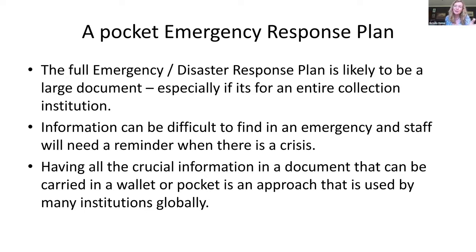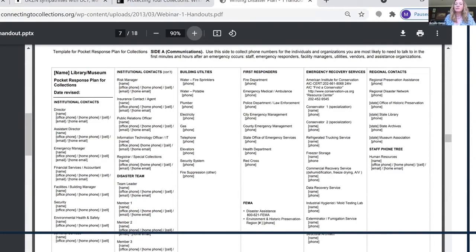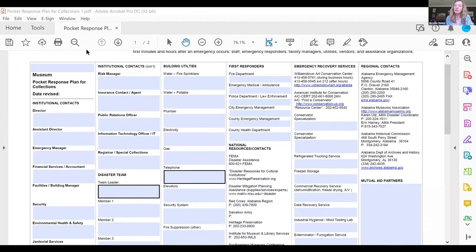Or a lot of institutions might have their full disaster plan on computers, and what happens if you can't access your computer? So this is really just the most critical information all put onto 2 pages. And there's a template, and we have provided that template for you. So this is a PDF, and if you Google a pocket response plan for collections, you'll find a whole lot of different templates.